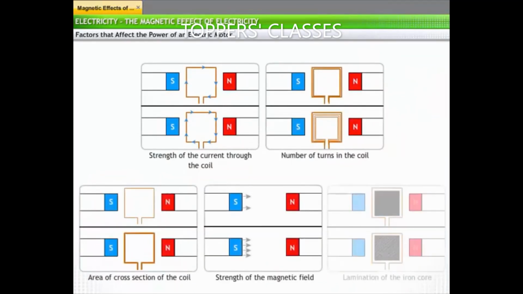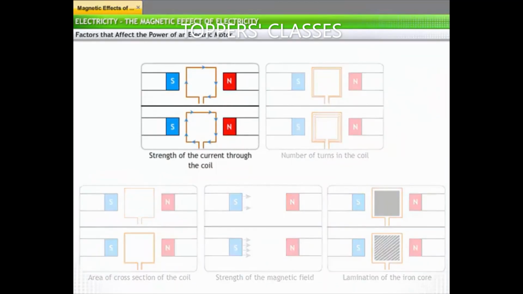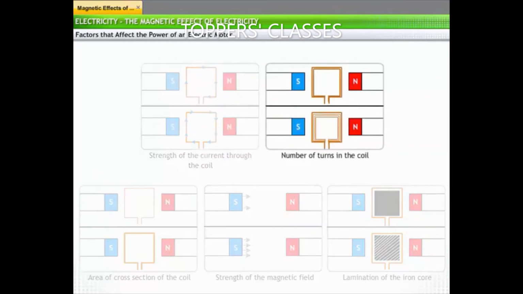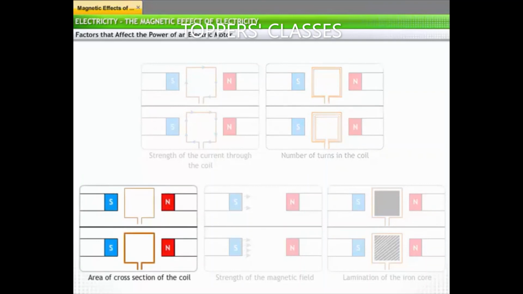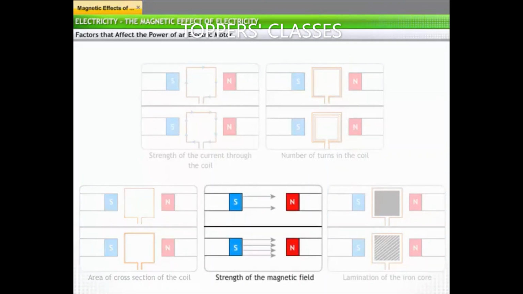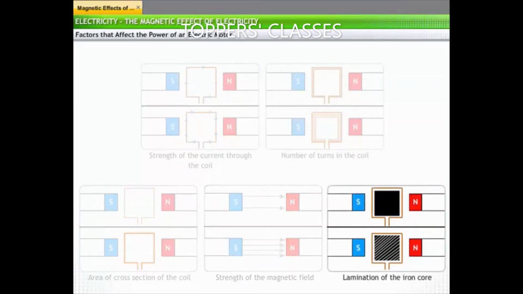The power of an electric motor depends on the strength of the current through the coil, the number of turns in the coil, the area of cross-section of the coil, the strength of the magnetic field, and the lamination of the iron core. This lamination reduces energy losses.